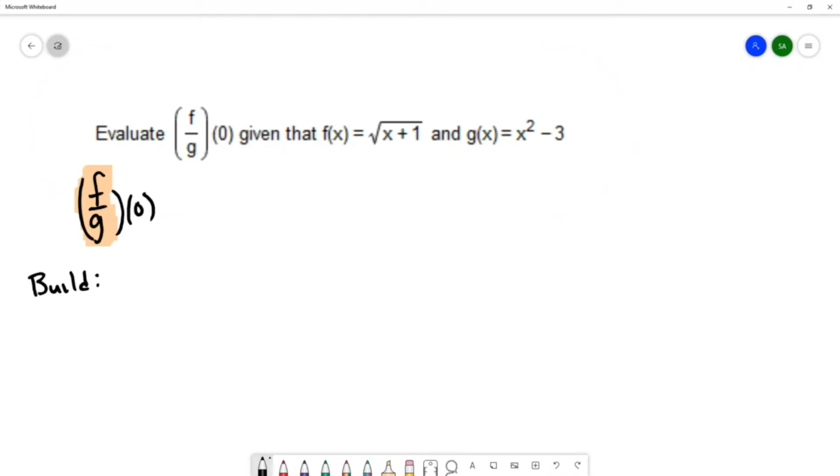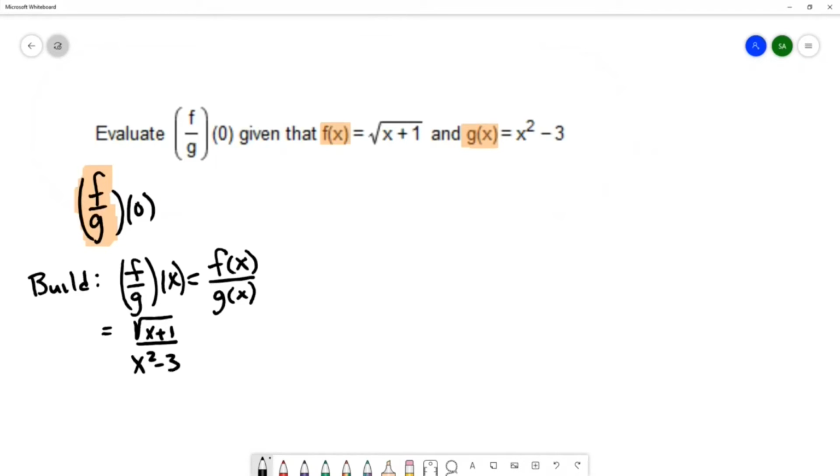And in the name of the function, there are instructions on how to build it. F over g of x is the function called f divided by the function called g. And we were given those individual functions of f and g. So we can build this function to be square root of x plus 1 over x squared minus 3. So we have f over g of x being square root of x plus 1 over x squared minus 3. Once we've built that function, then we'll evaluate.